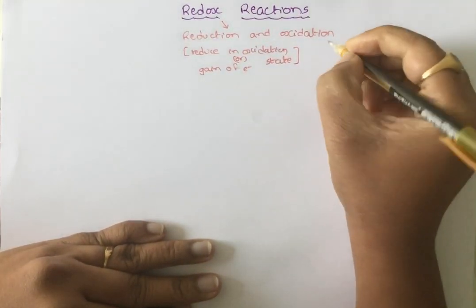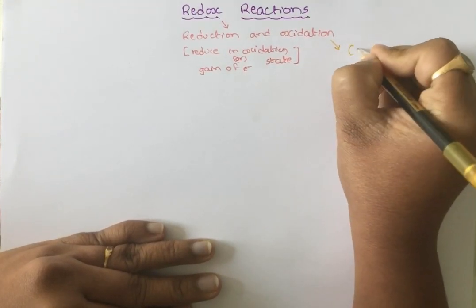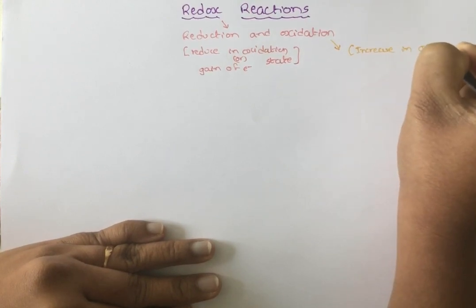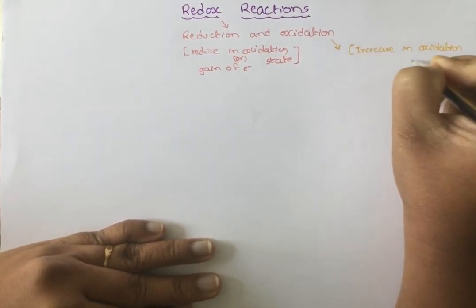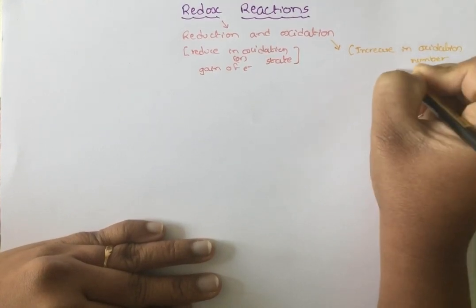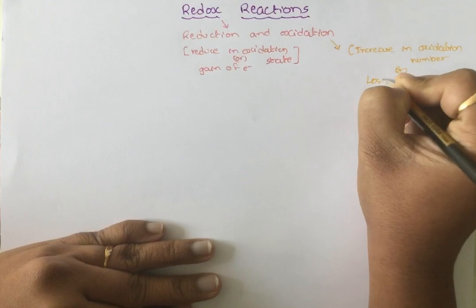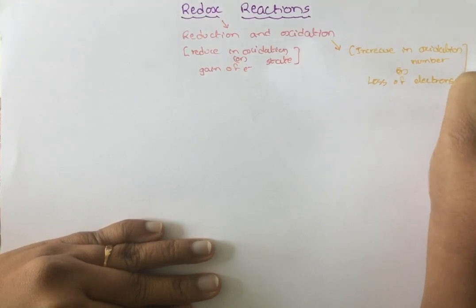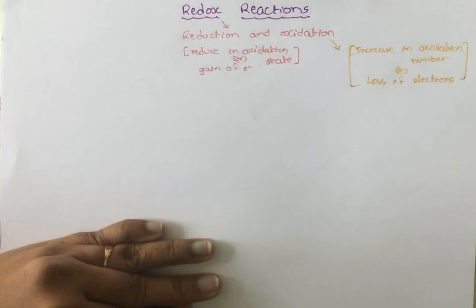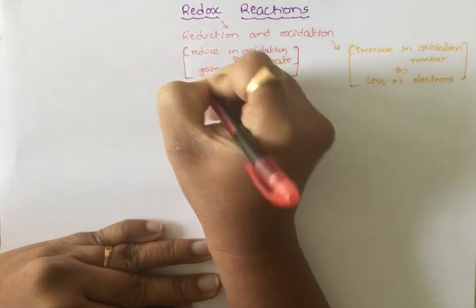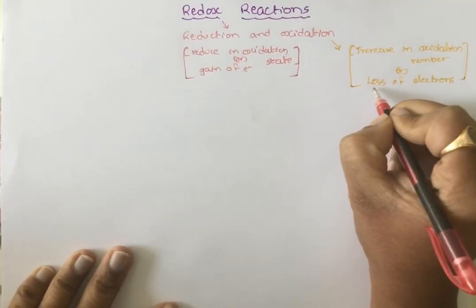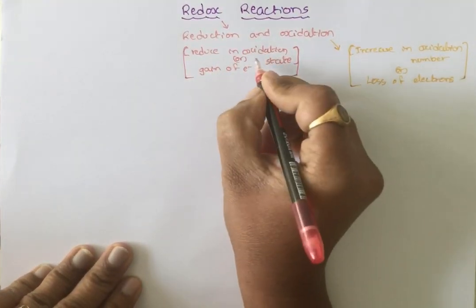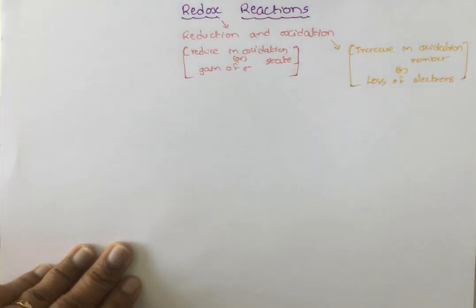How can we define oxidation? Oxidation means increase in oxidation number, or else you can say it involves loss of electrons. That's the difference between oxidation and reduction. So oxidation always involves increase in oxidation number, that is loss of electrons. Reduction always means reduce in oxidation state, or gain of electrons.